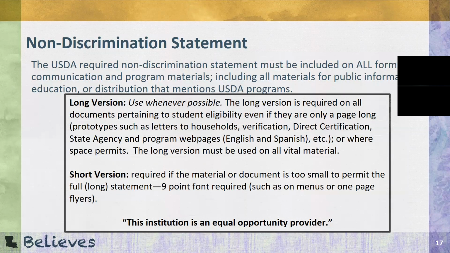The long version of the non-discrimination statement should also be used whenever possible or where space permits. The short version of the non-discrimination statement can be used if the document is too small and there is limited space, such as on menus or nutrition flyers. If using the short version of the non-discrimination statement, a 9-point font is required.